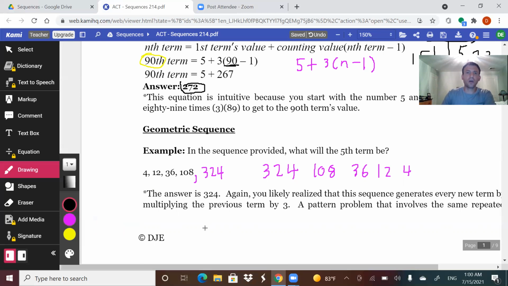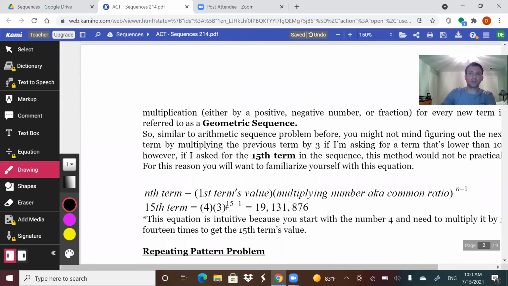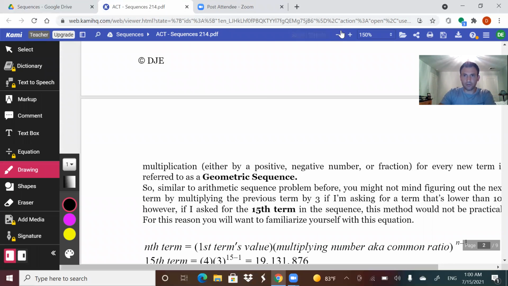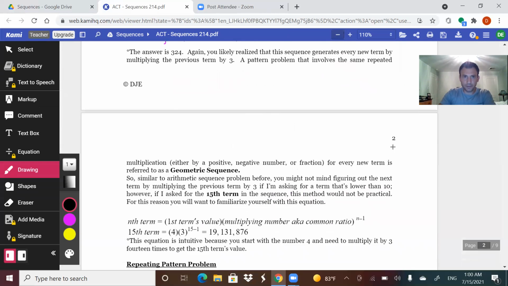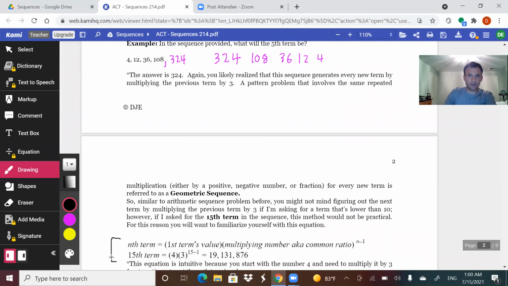So just like before, what if they want a much higher term in the sequence? They don't want the fifth term. They want, in this case, I said the 15th term because I realize it's going to go up really fast. Well, the way you do it is you take, let me actually zoom out so that you can see the original problem. So you can see this original sequence and you can see this down here. So what you do is you take the first term, just like in arithmetic, you put the first term there. But because we're multiplying by 3, not adding by 3, it's going to be times 3, but it's going to be your term minus 1.